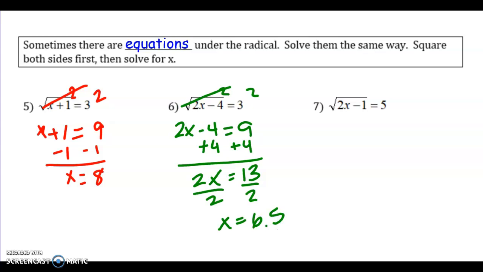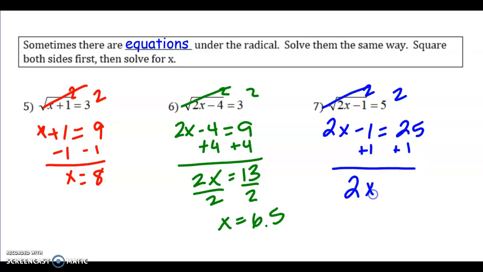Okay, moving to number 7, we just need to square both sides here. I get 2x minus 1 is now equal to 25. I'm going to add 1 over. And you're going to see that sometimes these are going to work out nice and sometimes they're not. But I get 26. Divide both sides by 2, and you get 13.